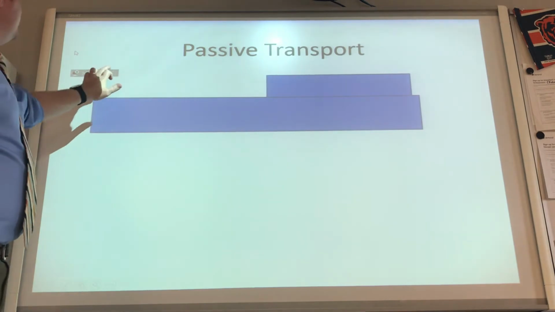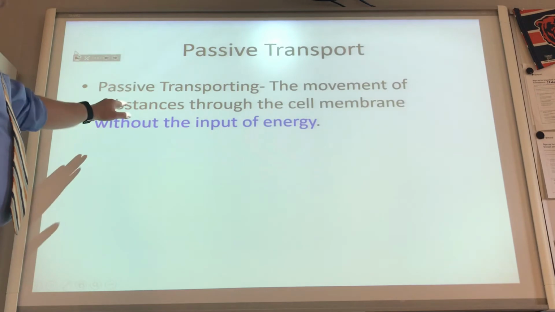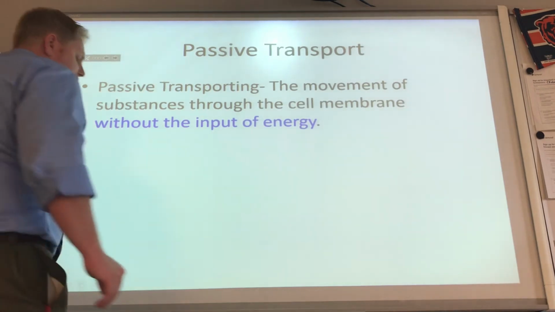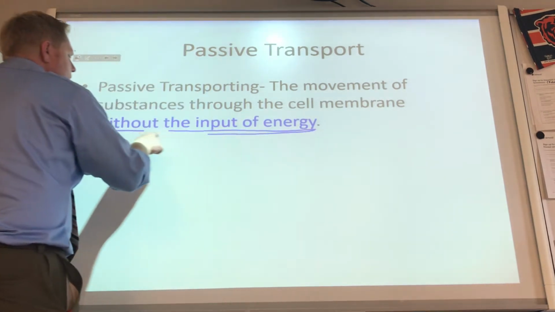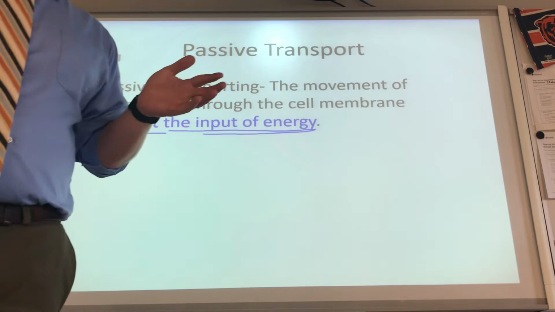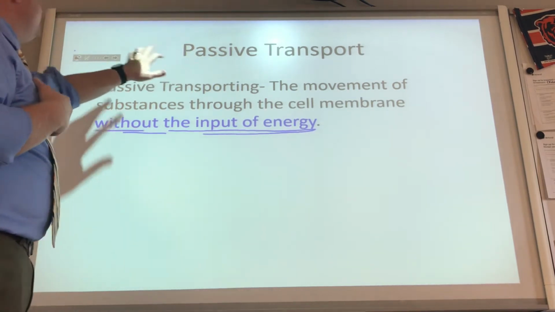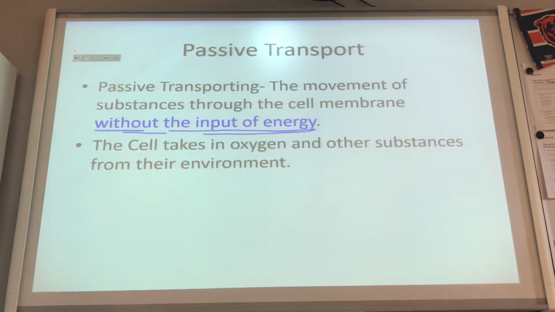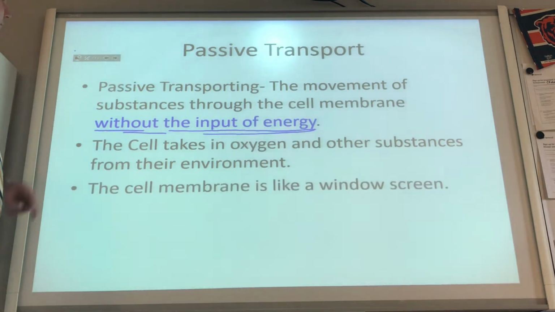Passive transport. Passive transport is the movement of substances through the cell membrane without the input of energy. It just happens without any energy being there. Think of a screen. The wind blows through the screen without any energy. The cell takes in oxygen and other substances from their environment using passive transport. The cell membrane is like a window screen.